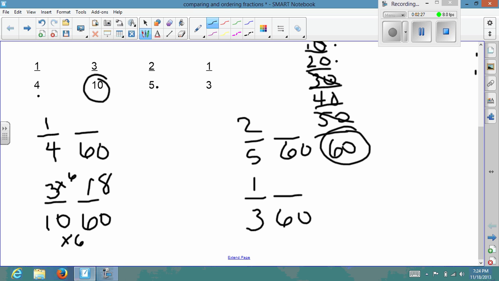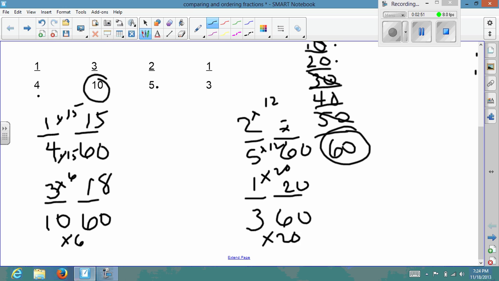Then thinking about that clock, 4 times 15 is 60. So 1 times 15 is 15. So 1/4 is 15/60. 3 times 20 is 60. So 1 times that same 20 is 20. And the last one, 5 times 12 is 60, and 2 times 12 is 24.